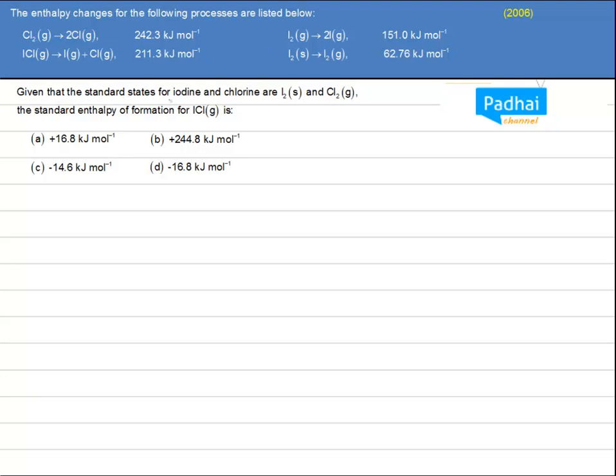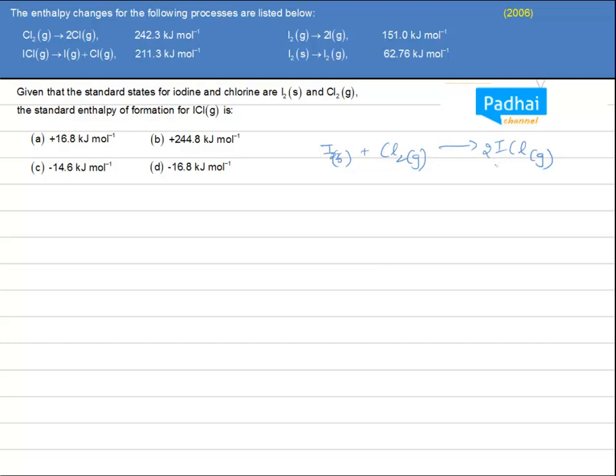Given that the standard states for iodine and chlorine are I2 solid and Cl2 gaseous, the standard enthalpy of formation for ICl is? So basically we need the enthalpy change for I2 solid plus Cl2 gaseous giving ICl, because this is the formation reaction. So this is basically twice of ICl. This is what we are getting.